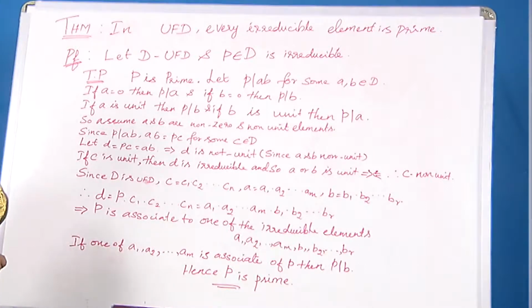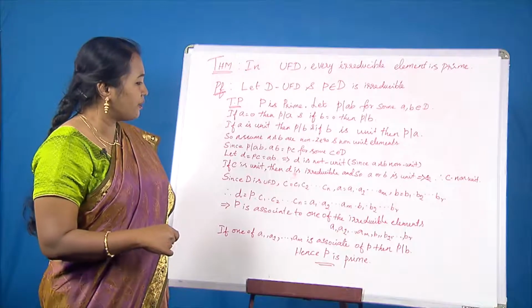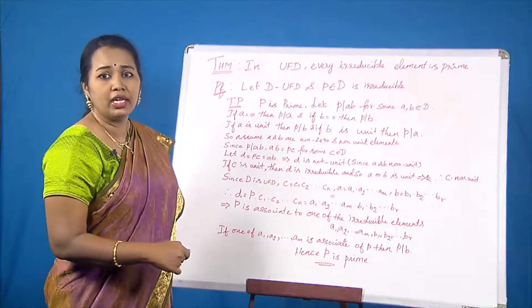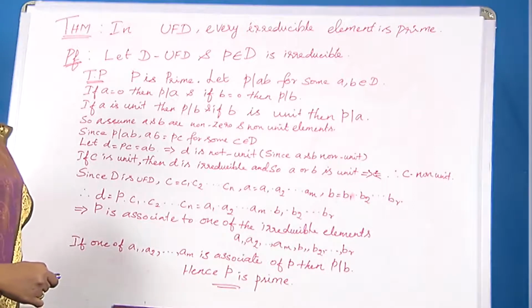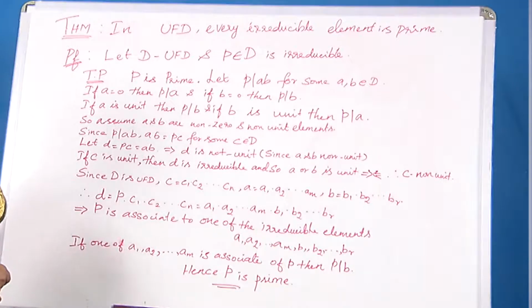Now, D is a unique factorization domain, and therefore, C can be written as a product of irreducible elements C1, C2, so on up to Cn, because C is a non-unit, and any non-unit can be written as a product of irreducible elements. A is a non-unit, B is a non-unit, and all these elements can be written as a product of irreducible elements. So, C is C1, C2, so on up to Cn, A is equal to A1, A2, so on up to Am, and B is equal to B1, B2, so on up to Br.